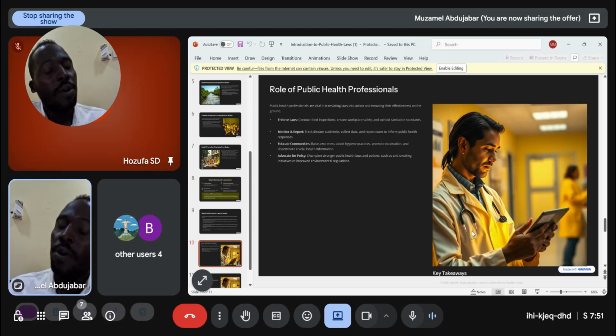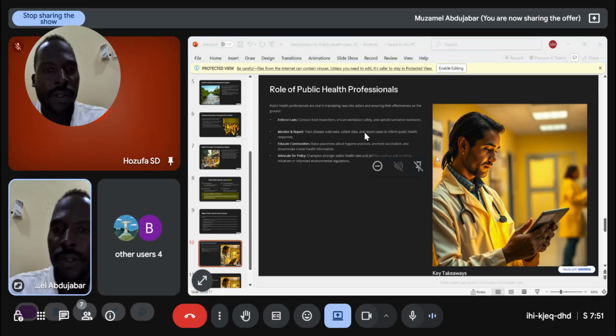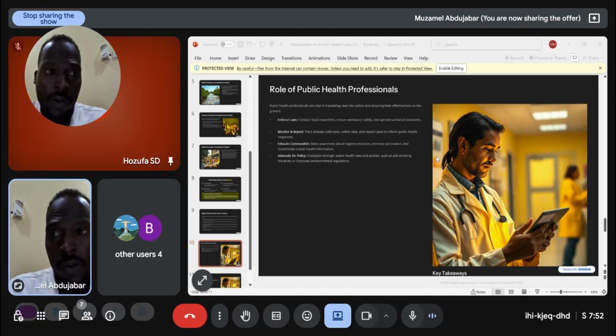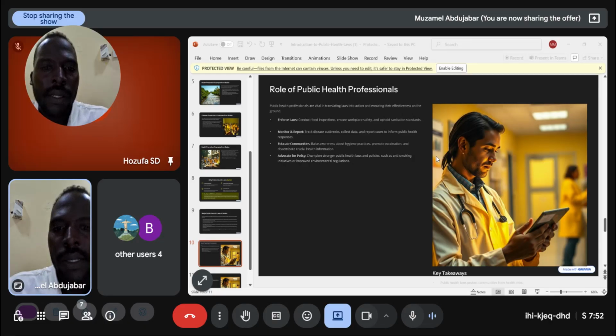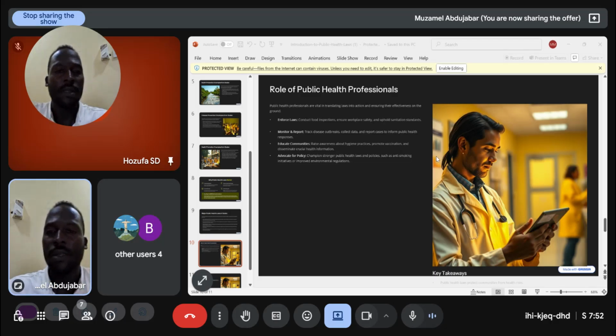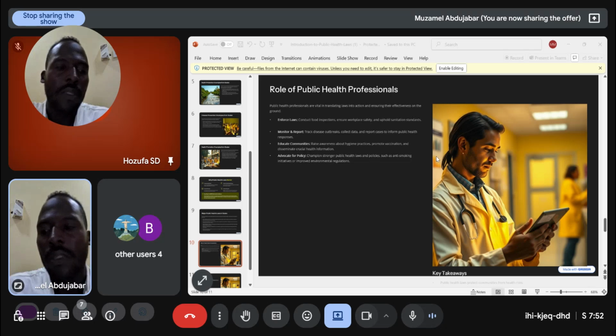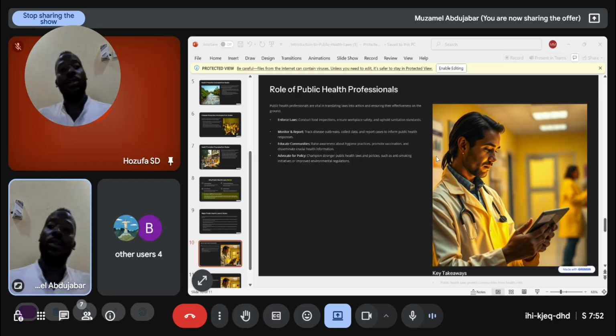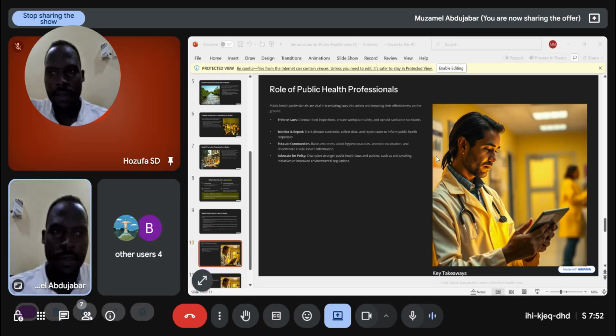Additionally, we can monitor and report, tracking disease outbreaks, collecting data, and reporting cases. All of these are also our roles. Additionally, educate the community and raise awareness, to upgrade the awareness of our community. The last one is advocating policy: how you can advocate for all these laws to be applicable, to be practiced, to be more practical.